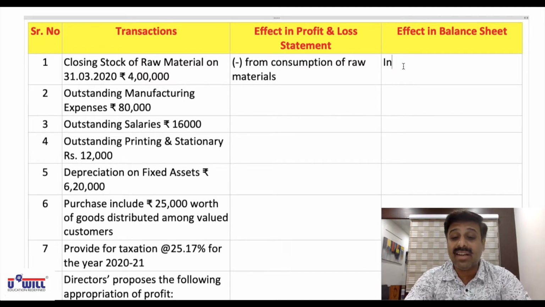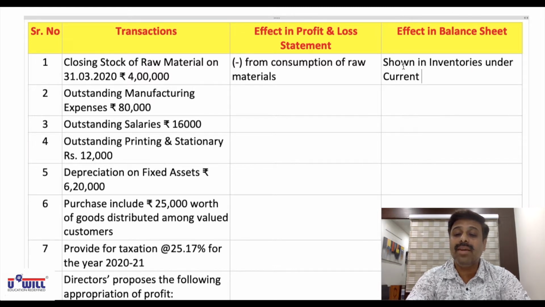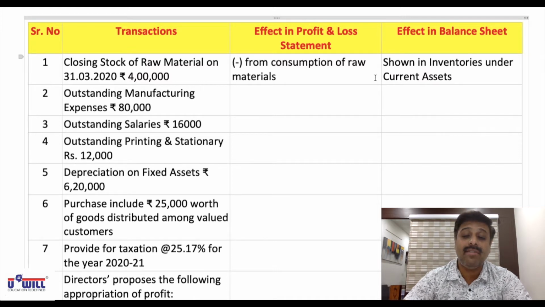And second effect in balance sheet, we will show it under the heading inventories. It will be shown in inventories under current assets. In current assets under the heading of inventories, we will show closing stock of raw material.